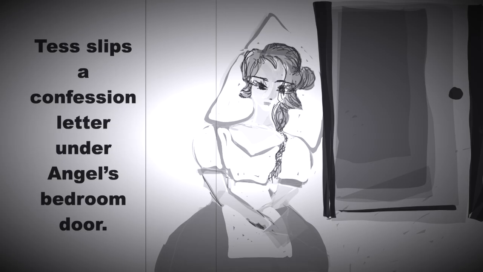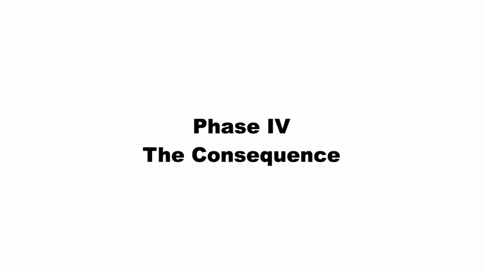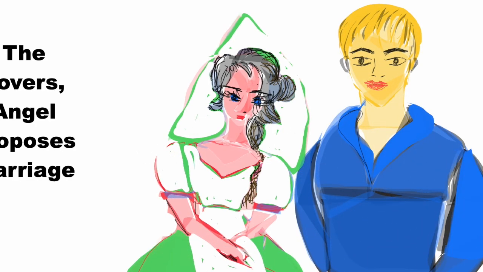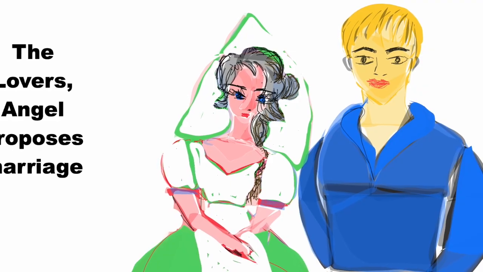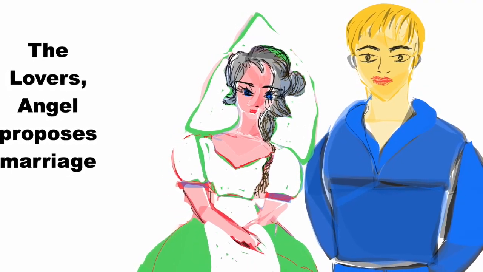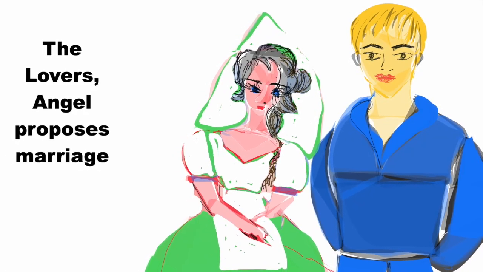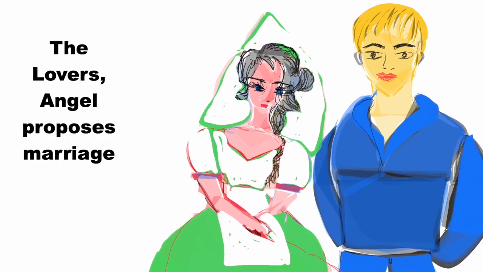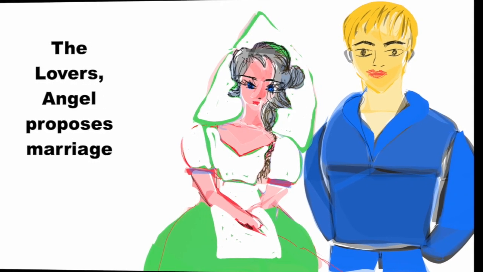As the story proceeds, in phase 4, titled The Consequence, we notice that the lovers have finally got closer and Angel proposes marriage to Tess. But Tess repeatedly refuses because she fears revealing her past and knows that Angel still doesn't know about the tragic event that happened with her.